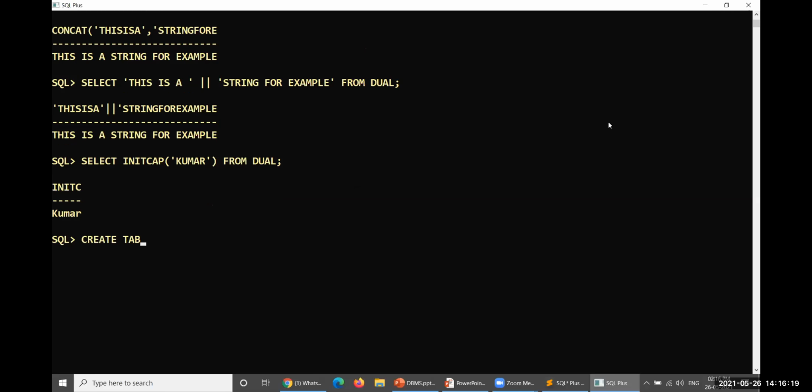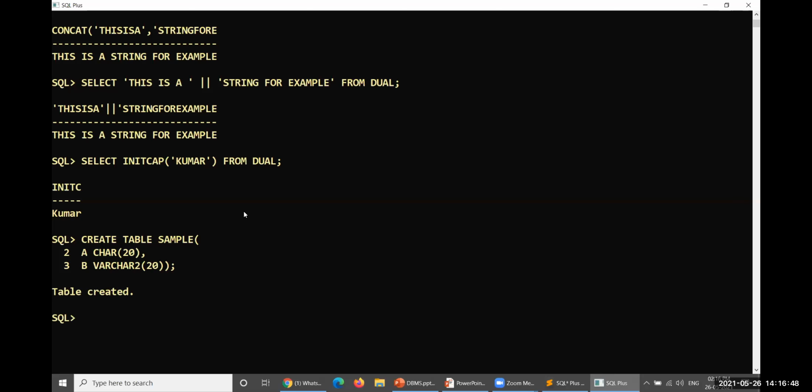Create a table, name is SAMPLE. The first column is A, CHAR, let me consider 10, otherwise 20. Then comma, and the second one is B, VARCHAR2 of 20. Let me take the same size.